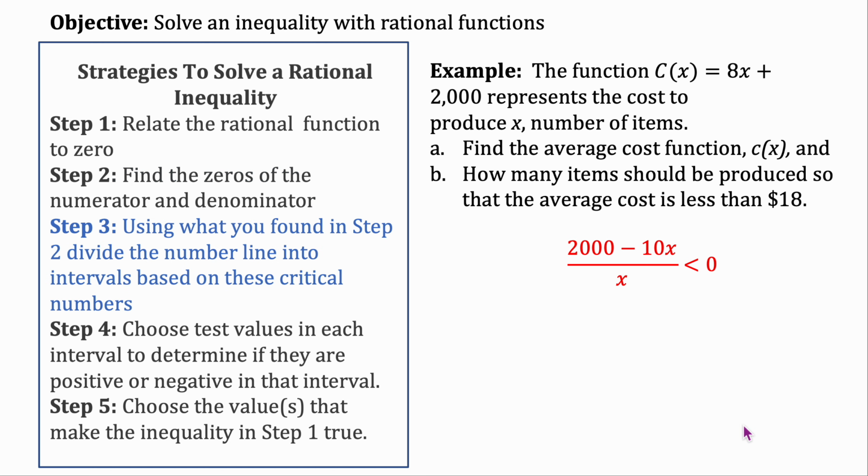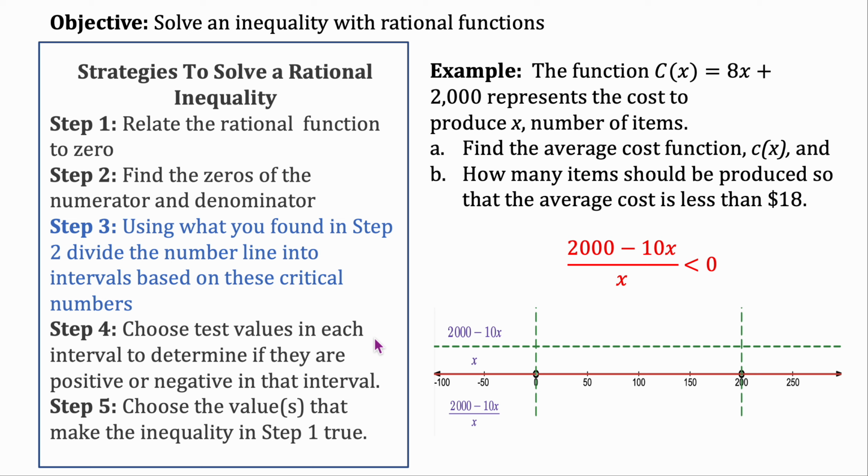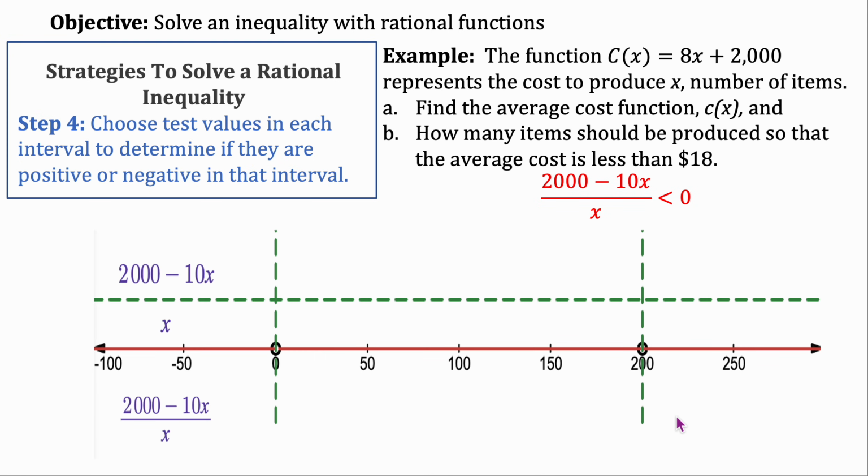So now that moves us on to step 3. We need to make that plus minus chart that divides our number line into different intervals. So we definitely need to have 0 on there. We need to have that 200 on there. They're both open circles because the top is not allowed to be equal to 0, and the bottom is never allowed to equal 0. That then moves us on to finding some test values. Let me show it to you a little bigger.